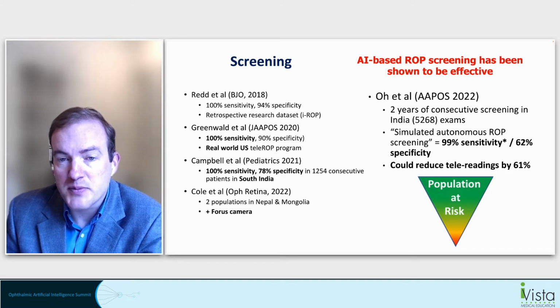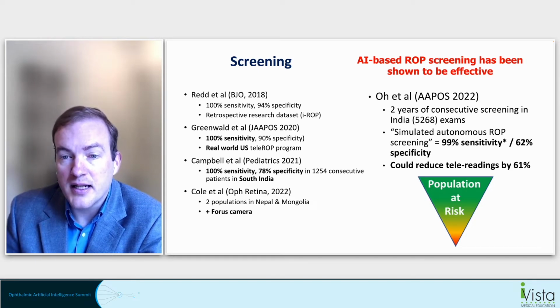And then finally, in work presented at APOS this year, in 2 years of consecutive screening in India at the Aravind Eye Hospital, using essentially simulated autonomous ROP screening, we found 99% sensitivity and 62% specificity for detection of treatment-requiring ROP, and this could reduce tele-readings by 61%.